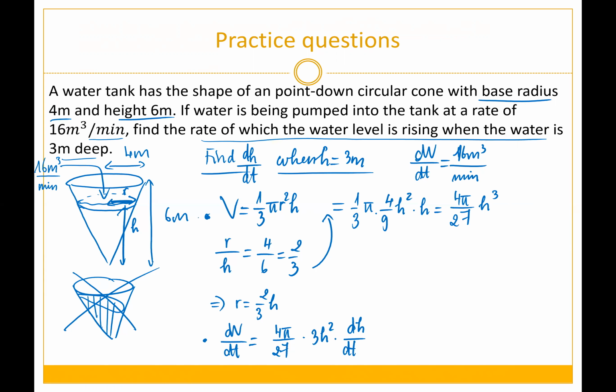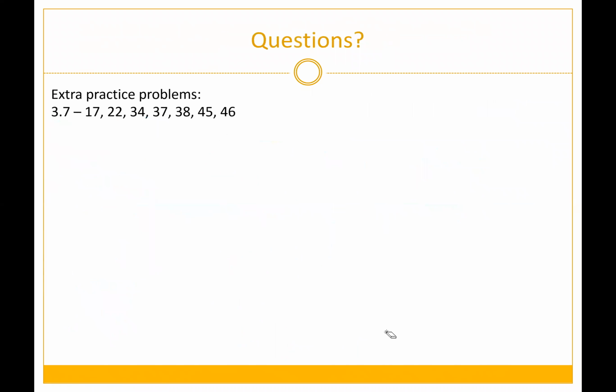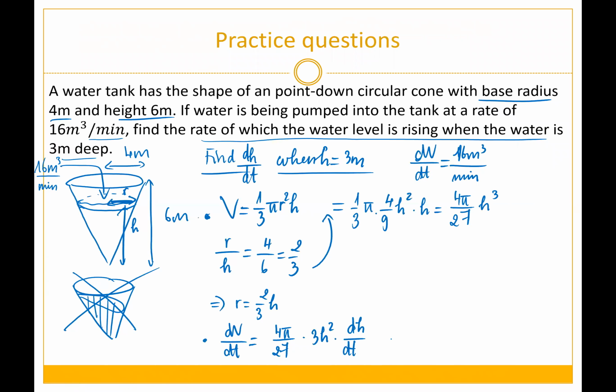So now we have everything that we need. We have dV over dt, and you have h squared when you're given h is equal to 3. So you can easily find dH over dt. When you plug in everything, you're going to have dH over dt is 4 over pi meters per minute. And especially when you find it, you can see that dH over dt is not 1. So you cannot just simplify it, right?